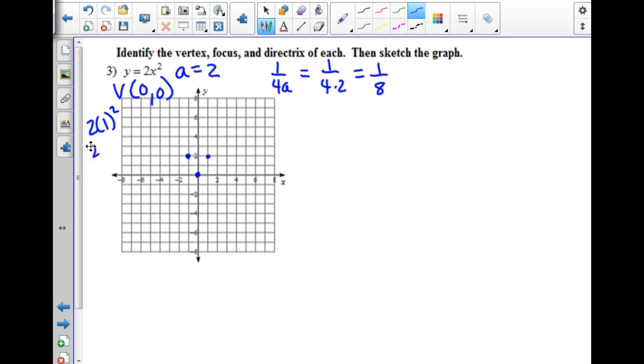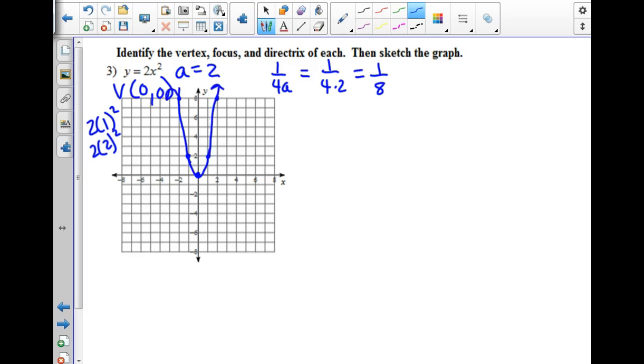Now I'm going to have to do 2 times 2 squared to figure out where the next points would be. And 2 times 2 squared would be 8. So from the vertex, we can go up 8 and over 2, because we did 2 squared. Up 8 and left 2. Oh, didn't hit. There we go. Mine's a little shaky. Good enough.